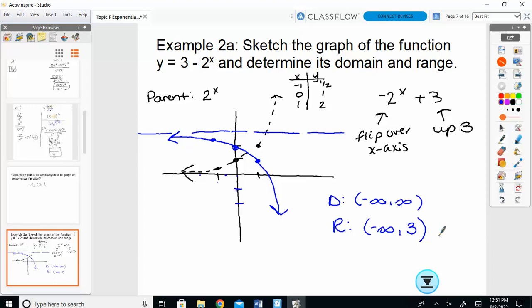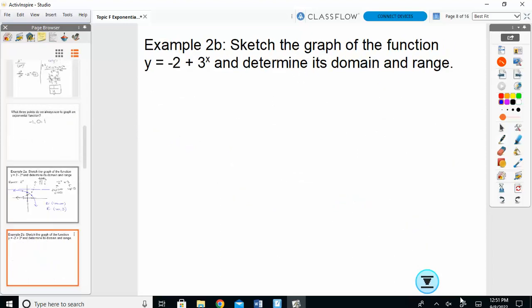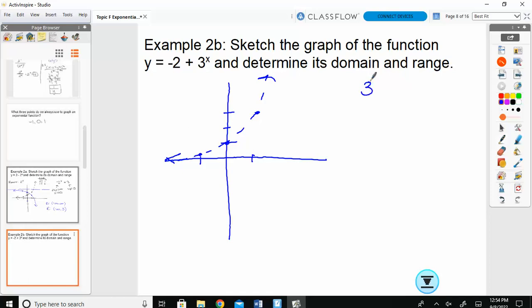All right. I've got one for you guys to try. So grab that. What's your parent function? 3 to the x. So 3 to the negative 1 is 1/3, 3 to the 0 is 1, 3 to the first is 3. What's my transformation? This is 3 to the x with the minus 2 on the end, so it would go down. Left and right, it would have to be like x minus 2 in the exponent.